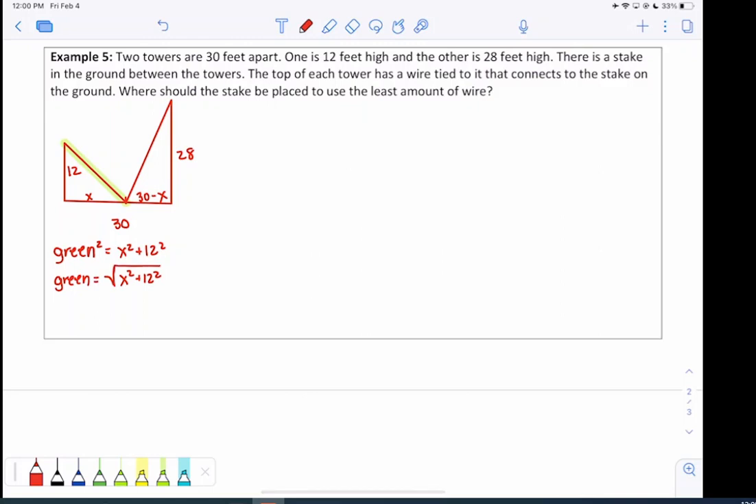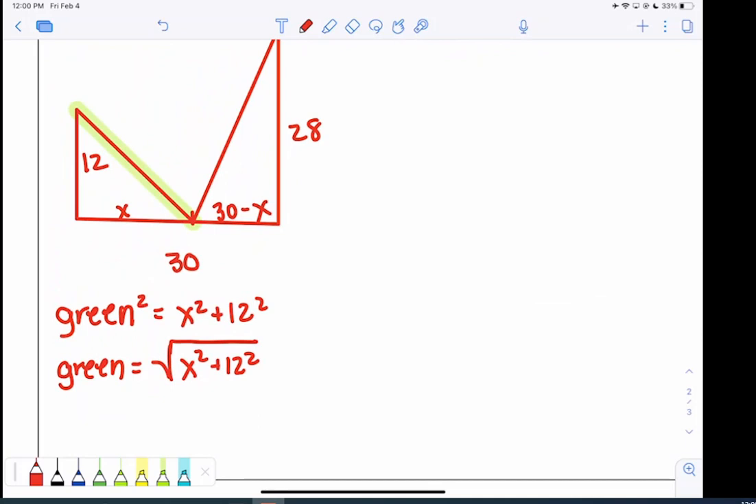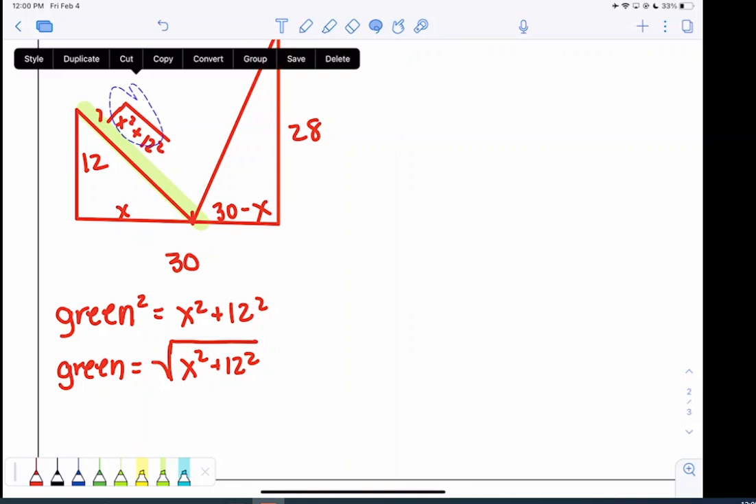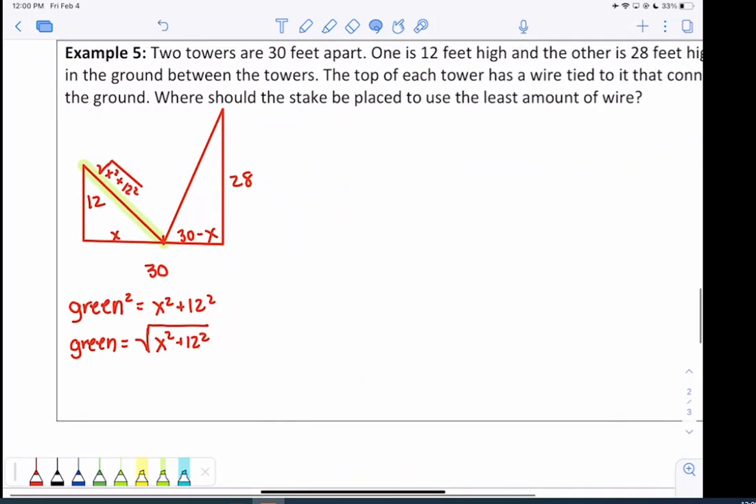Okay. So this is my square root of x squared plus 12 squared. That's just using my Pythagorean theorem. So instead of calling this hypotenuse or y or anything like that, I can describe this side using my x. That's what we want to try to do. Okay.